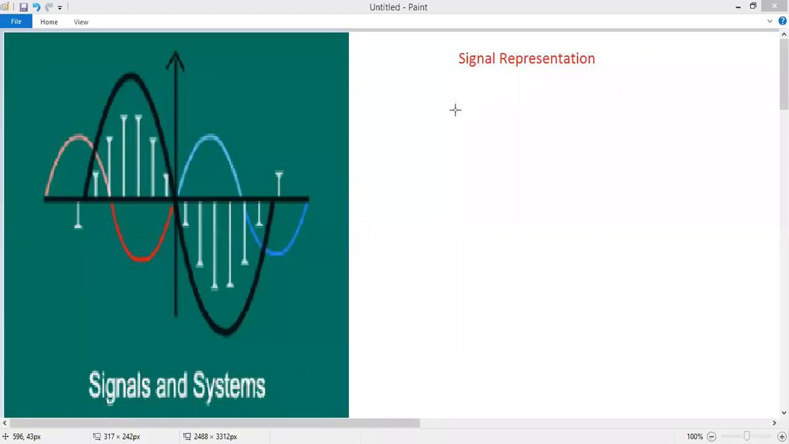Good morning. Today we are going to learn about signal representation. What is signal representation? Any signal can be represented in another format. That is nothing but signal representation.